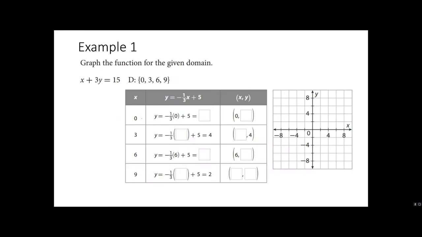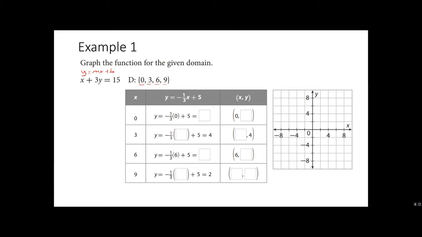All right. So let's see our first example. In our first example, we have a standard equation given to us. Now, first things first, we have to graph the function for the given domain. So this is actually considered a discrete graph because they give us a set domain. We can only use the values of 0, 3, 6, and 9. So first things first, let's go ahead and rewrite our standard equation into something a little bit more familiar.